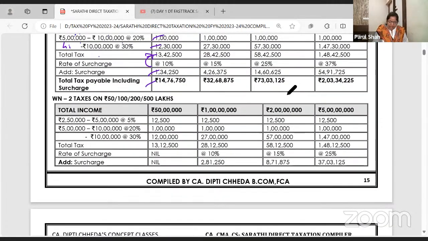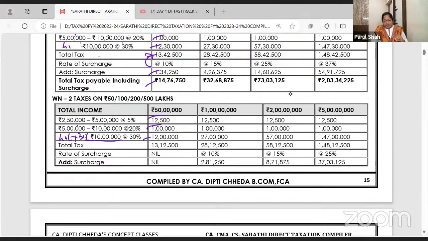Now, if you would not have got 1 lakh extra income, suppose your income is 50 lakhs, then what is the tax? Up to 10 lakh: 0 to 2.5 nil, 2.5 to 5 lakh 12,500, 5 lakh to 10 lakh 1 lakh, and above 10 lakh on 40 lakhs, pay 30%. That's coming to 12 lakh. Make sure you watch this again, do it in writing one time.